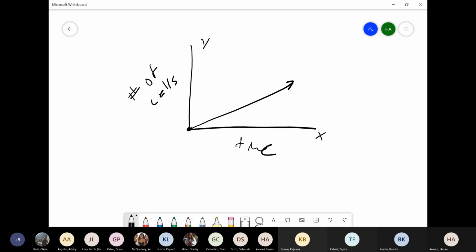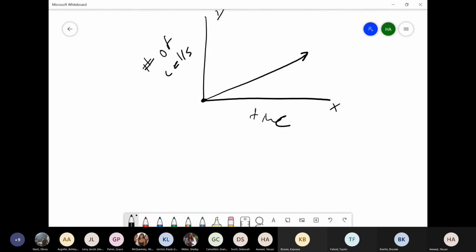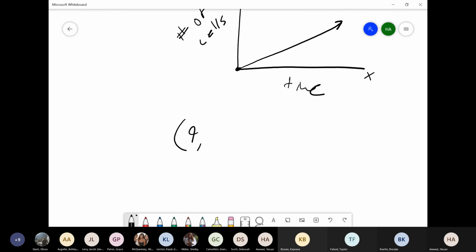So again, our first piece of information that they give us is that at time equal to 9 hours, there are 11 bacterial cells. Well, what is that? That means that when our x is 9, our y is 11. That's a coordinate. That's a point. So they gave us this as a point, 9 comma 11. That's our first ordered pair. So we have an ordered pair, and that's just given to us.